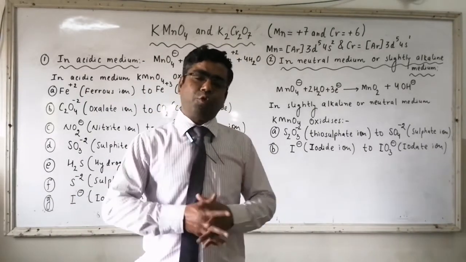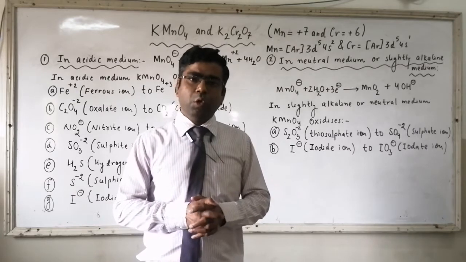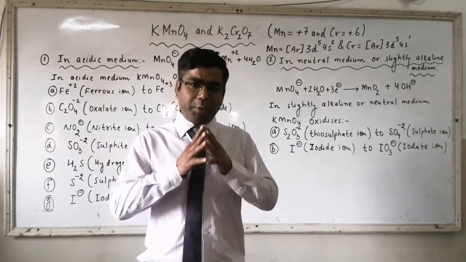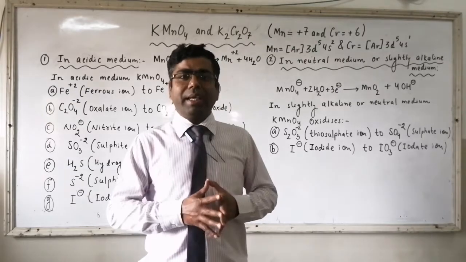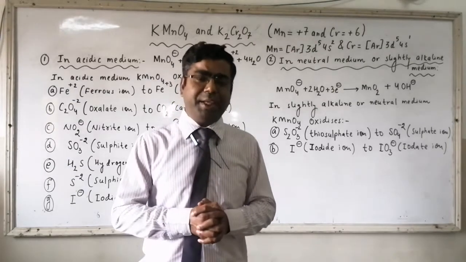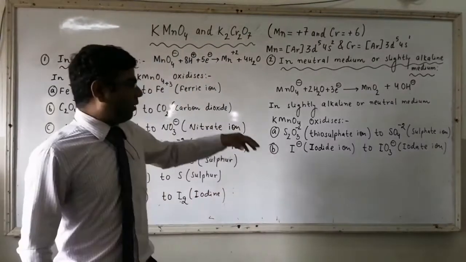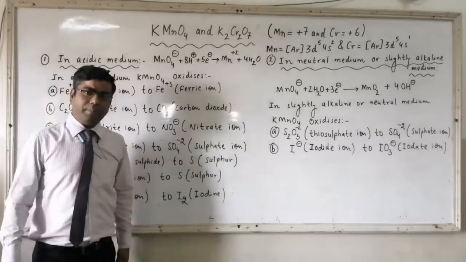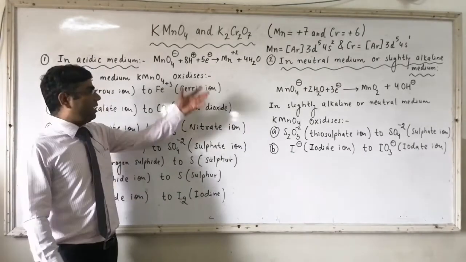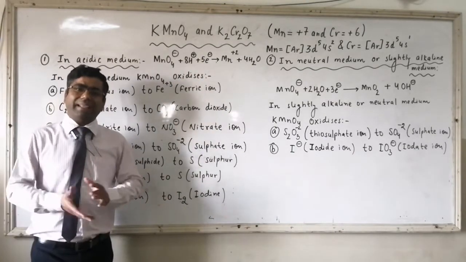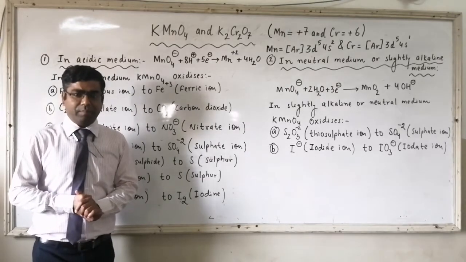Because it is gaining electrons, it is showing reduction. And the species which shows reduction can act as an oxidizing agent. So this is the reduction reaction of KMnO4, where it is gaining 5 electrons, and that's why it acts as an oxidizing agent.